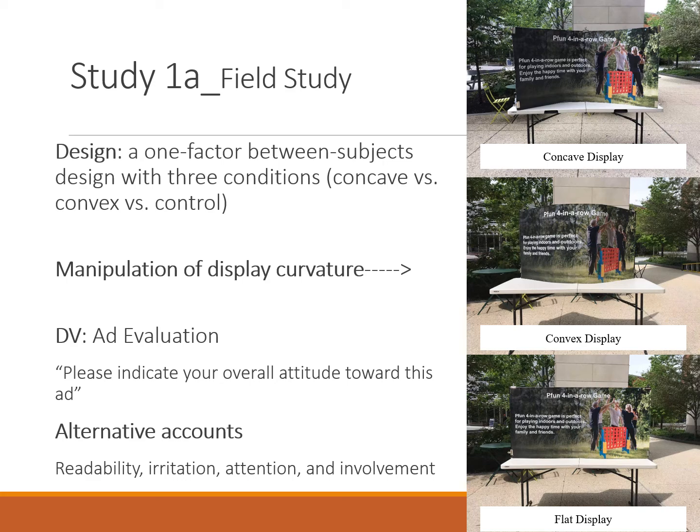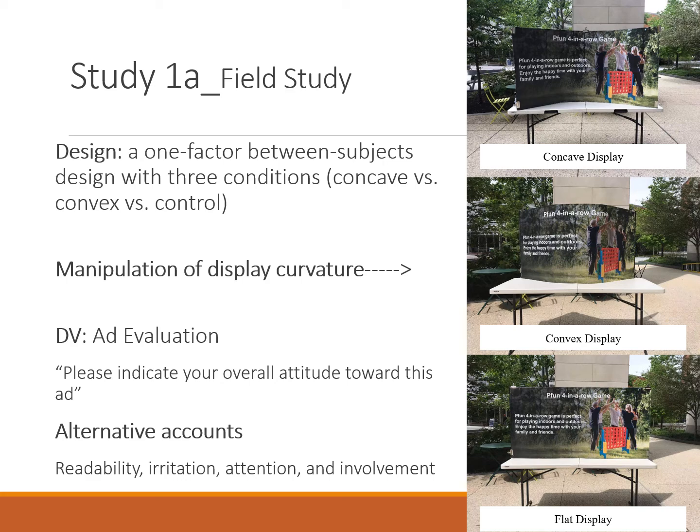So this is an overview of study 1A. Study 1A is a field study. We employ a one factor between subjects design with 3 conditions: concave display, convex display, and flat display. We aim to test hypothesis 1A in a for-profit context. We use a fictitious product advertisement with social appeals as the stimulus.